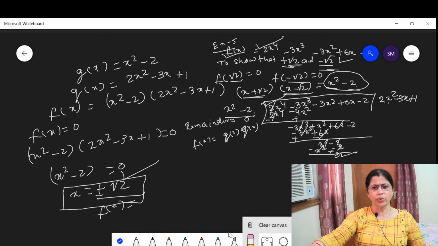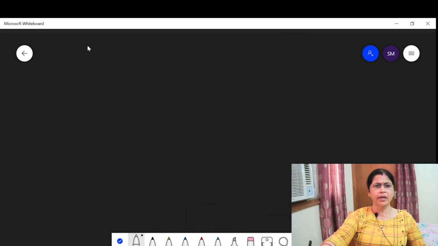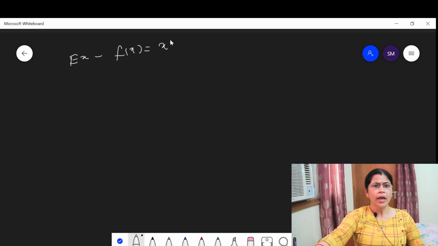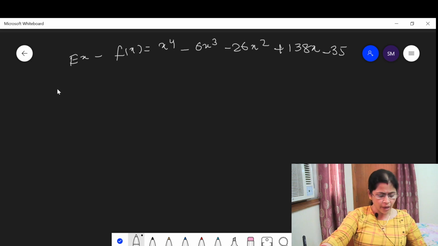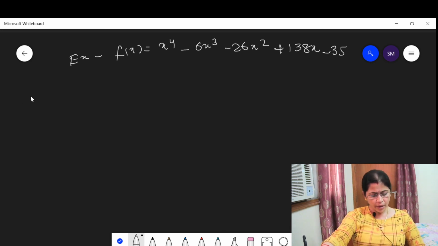Another question is given here. If two zeros of f(x) are given, here f(x) is equal to x fourth minus 6x cube minus 26x square plus 138x minus 35, we are to find the other zeros. Here two zeros of the polynomial are given.